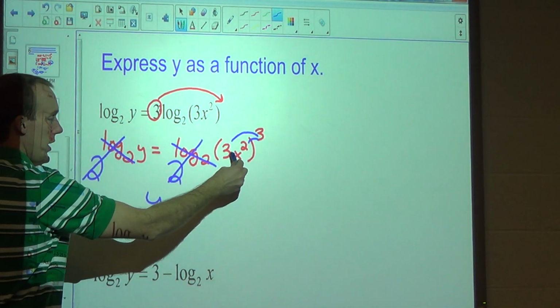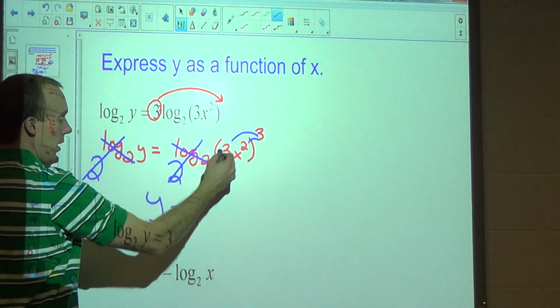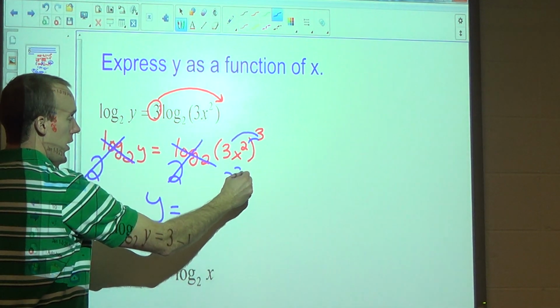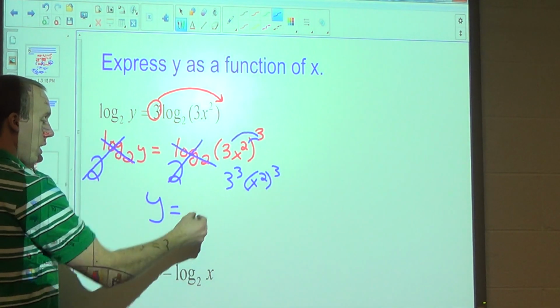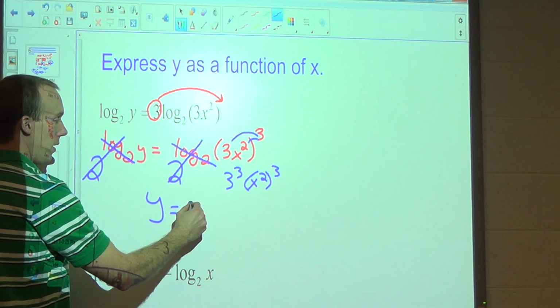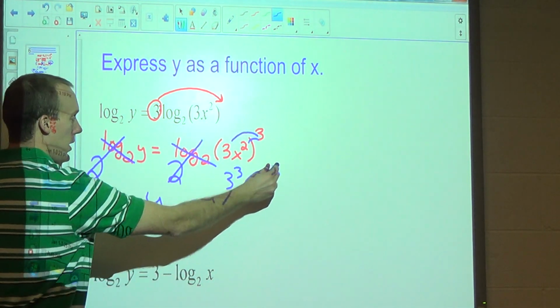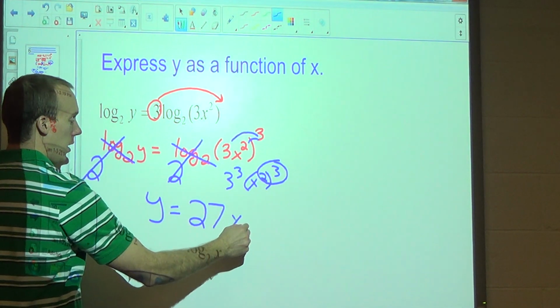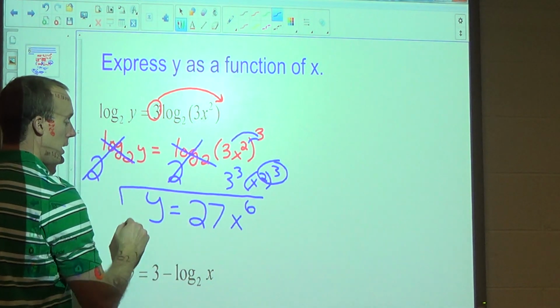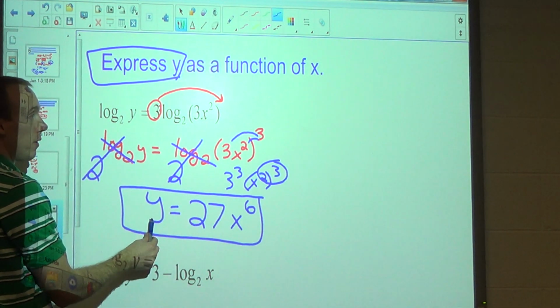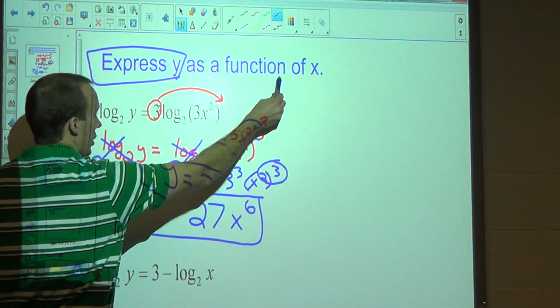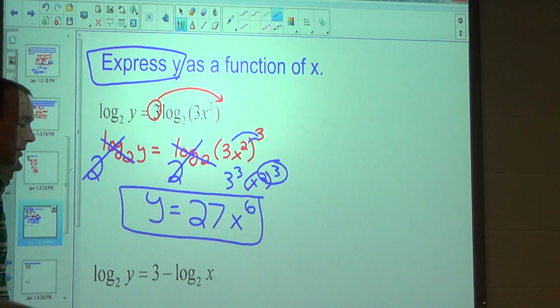So what would this turn into here? 3 to the what power? 3 to the 3rd, and then it'd be x squared to the 3rd. What's 3 to the 3rd? 27. So 27, power to the power, x to the 6th. Have I expressed y, so is y by itself, as a function of x? Yes.